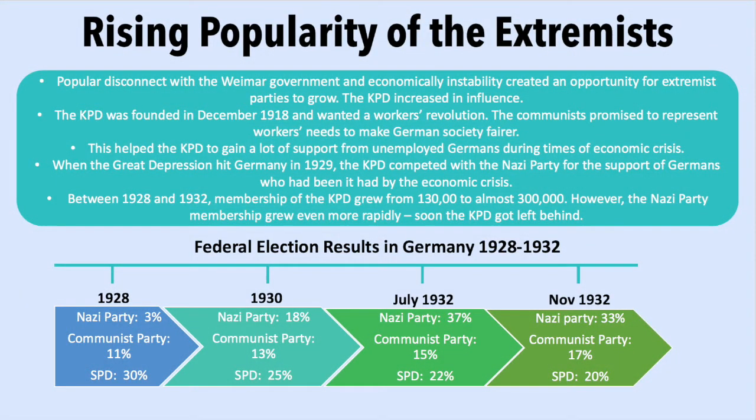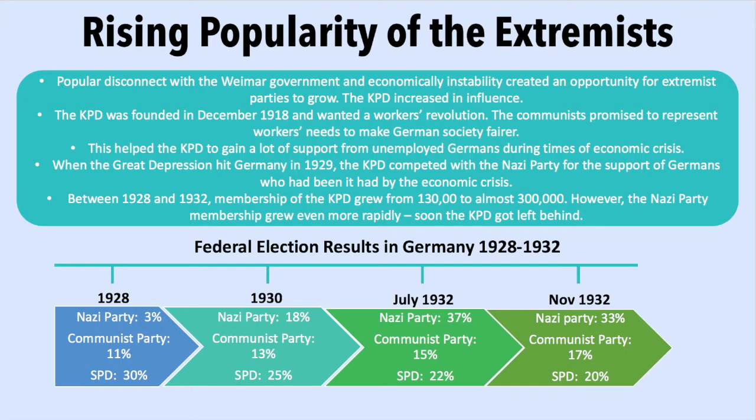Popular disconnect with the Weimar government and economic instability created an opportunity for extremist parties to grow. The KPD, which was the Communist Party of Germany, increased in influence. The KPD was founded in December of 1918 and wanted a workers' revolution. The Communists promised to represent workers' needs and make German society fairer. This helped the KPD to gain a lot of supporters from unemployed Germans during the times of economic crisis.